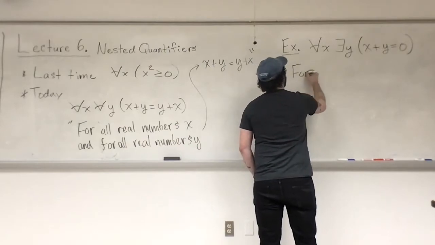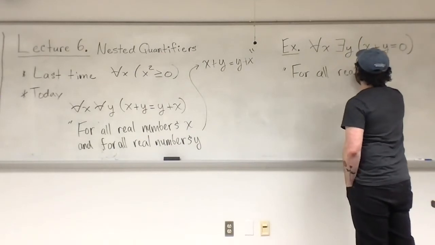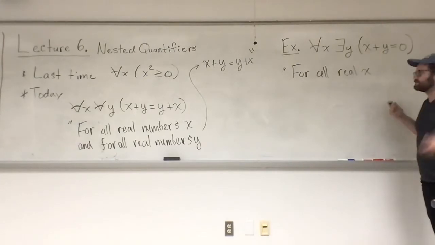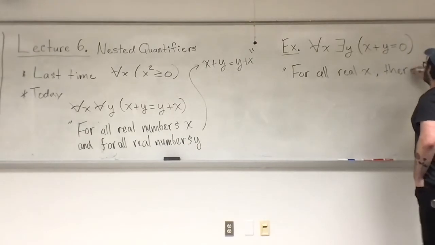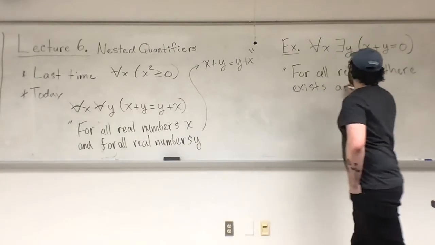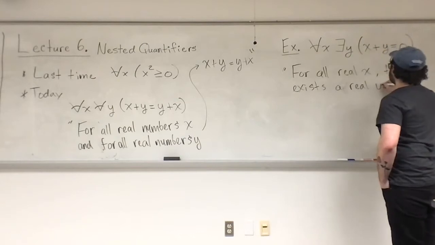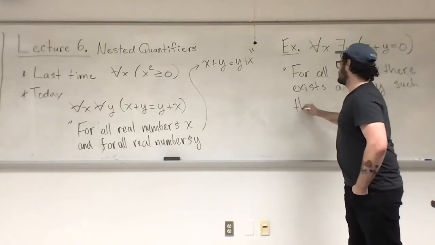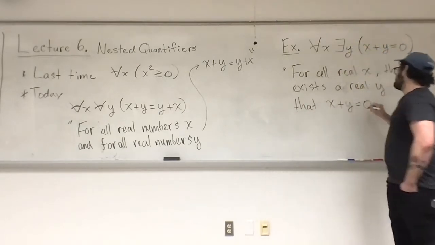So for all real x, there exists a real y such that x plus y is equal to 0. I'm running out of room, so I wouldn't write real numbers, but y'all get what I'm saying.